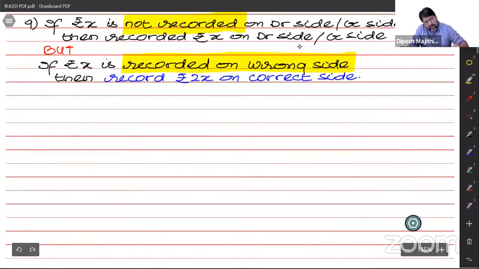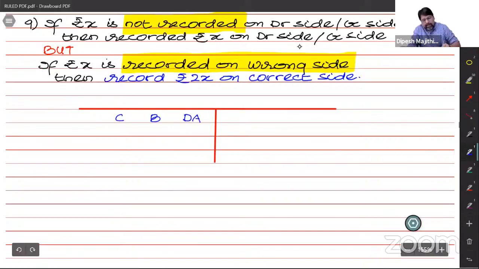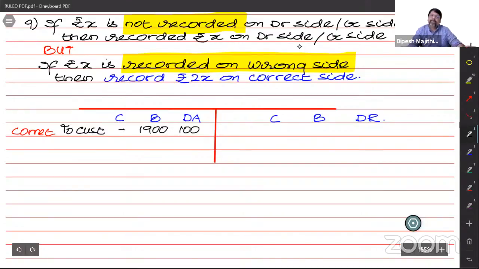suppose this is your cash book. Correct? There is a cash column, there is a bank column, there is discount allowed, there is a cash column, there is a bank column, and there is discount received. Correct? Now chartered. Correct should have been to customer 1,900 and 100. I should have recorded like this. But what did I do?